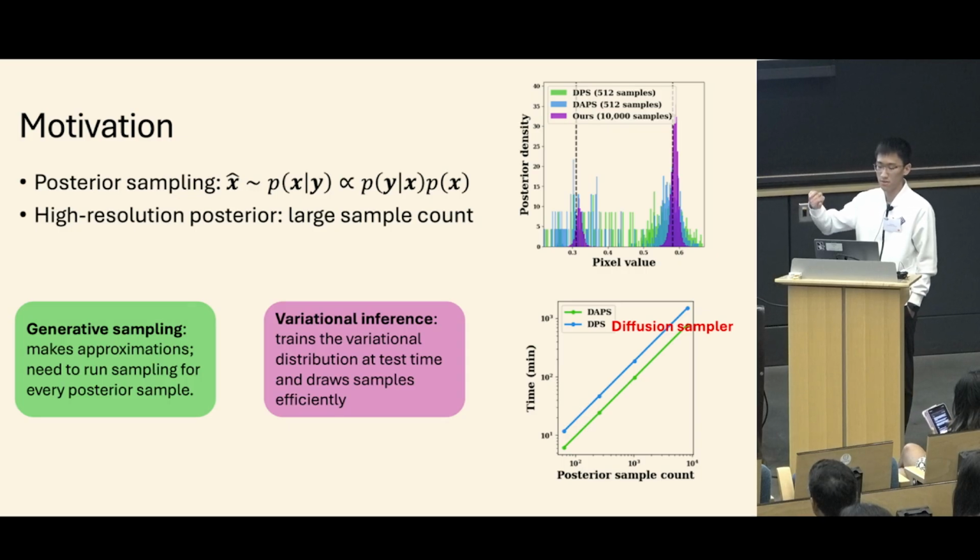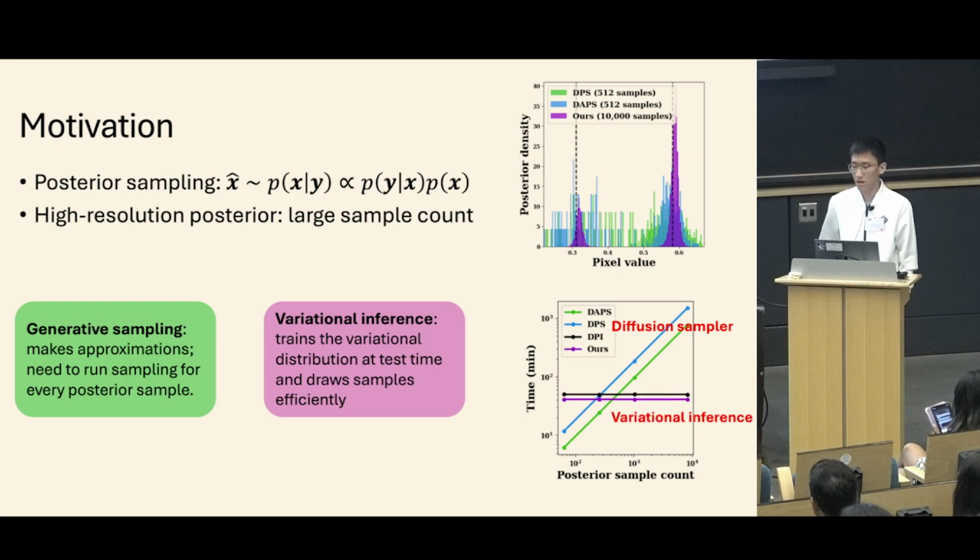Those are very representative diffusion samplers. So if you really want a high resolution posterior with a large sample count, you really need a long inference time. On the contrary, for variational inference, we have these horizontal curves, which means that most of the time will be dominated by the training, and after the training is done, you can easily draw samples. So in this work, we're interested in variational inference for its ability to very cheaply obtain these high resolution posteriors.